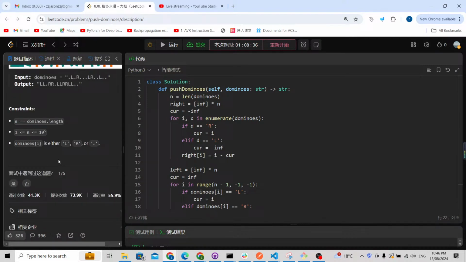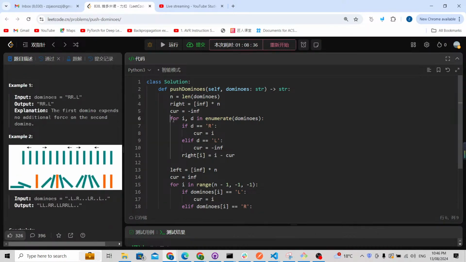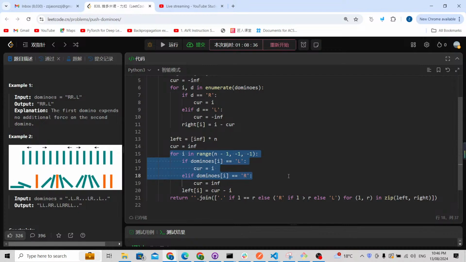Now let's analyze the time complexity a little bit. As you can see, this is just a for loop, another for loop, so the time complexity is O(n), and the space complexity is O(n) as well.